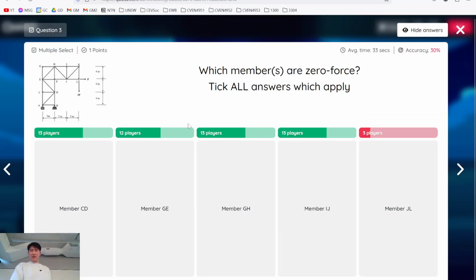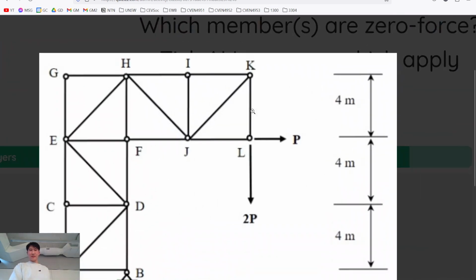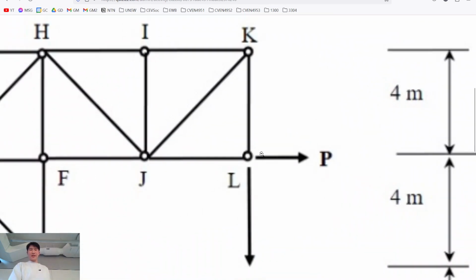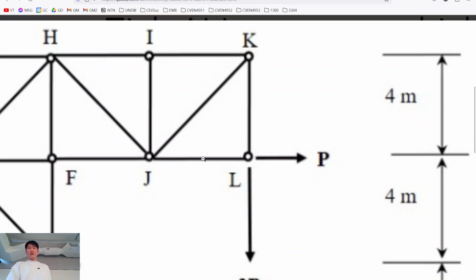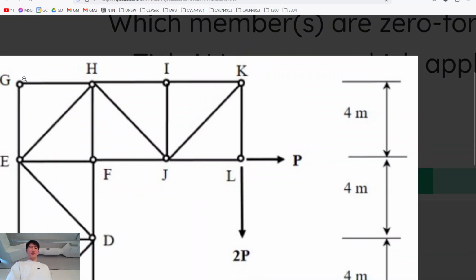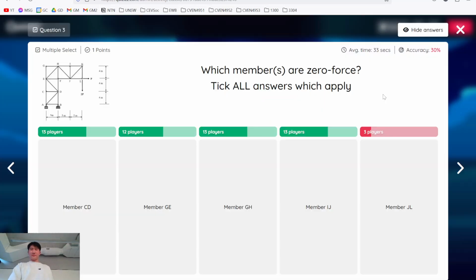And for member JL, for those of you who thought JL was zero force, again, we do our analysis node by node. We can look at this node or we can look at this node. At this node, there are 5 members connecting it, so there's no chance that it's zero force on that side, but it could still be zero force based on this node. But it looks similar to node G, but because there are point loads acting at that node, it can't be zero force. Okay.